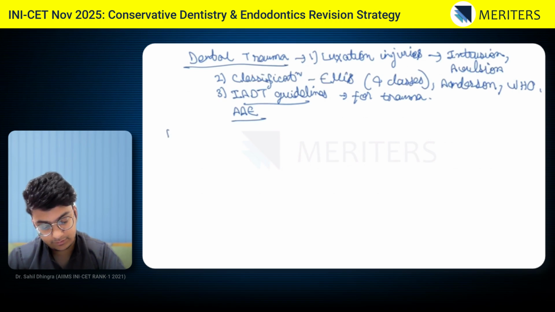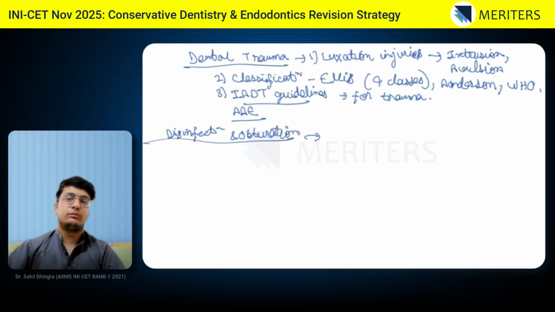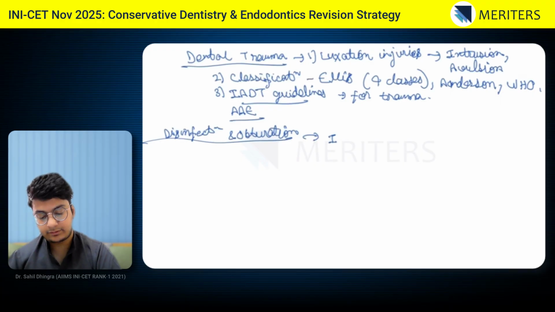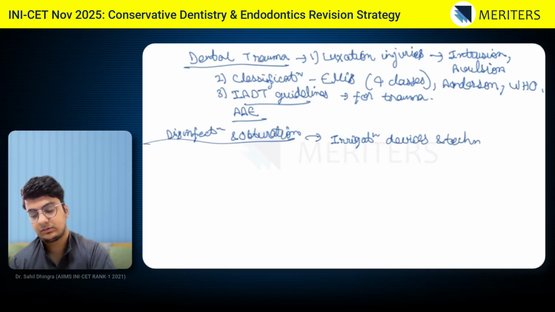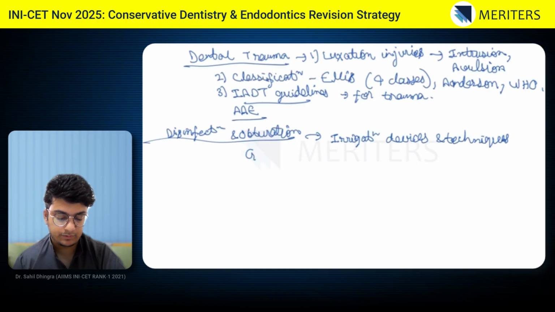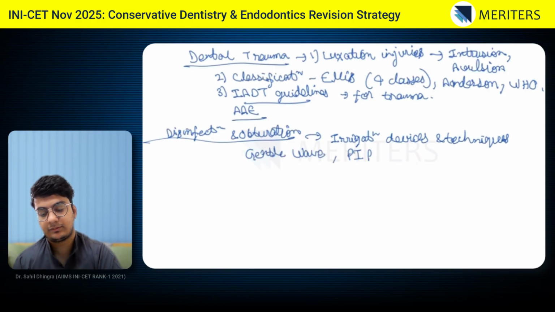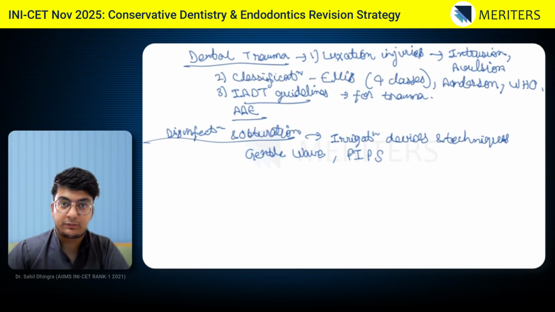Then we have disinfection and obturation. In disinfection and obturation, most important are the irrigation devices and techniques. A lot of new irrigation techniques have come. We have the GentleWave system. Then we have something called PIPS. They will ask you what is the wavelength of the laser used in PIPS.